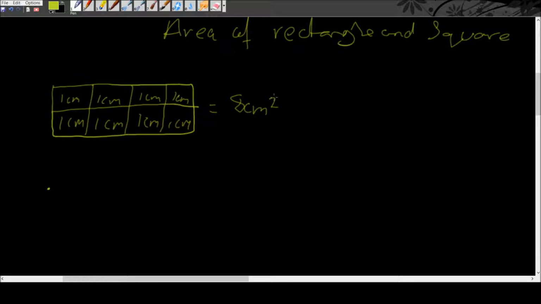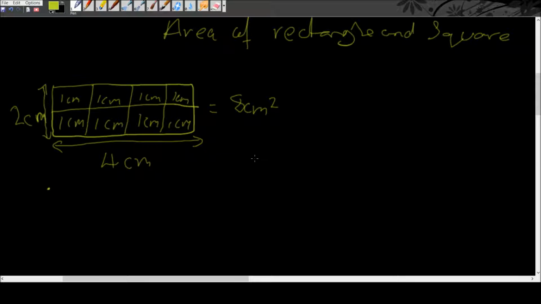Your units always have to be squared when speaking about area. Another way of looking at it is seeing how much we've gone across, our width, times our height. Our width is 1, 2, 3, 4, which is 4 centimeters, and our height is 1, 2, which is 2 centimeters.